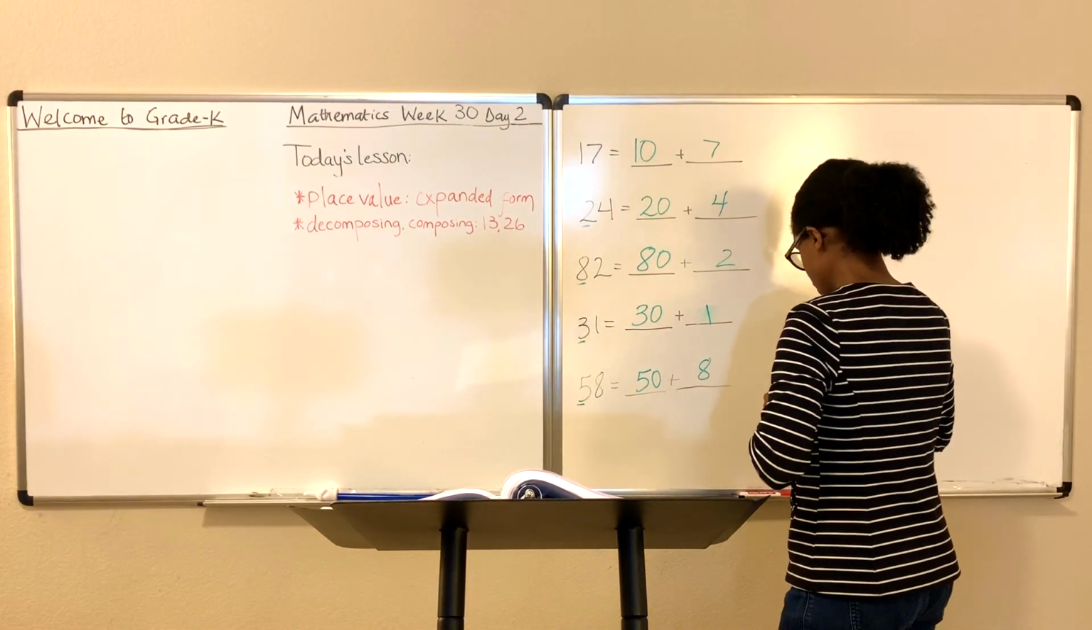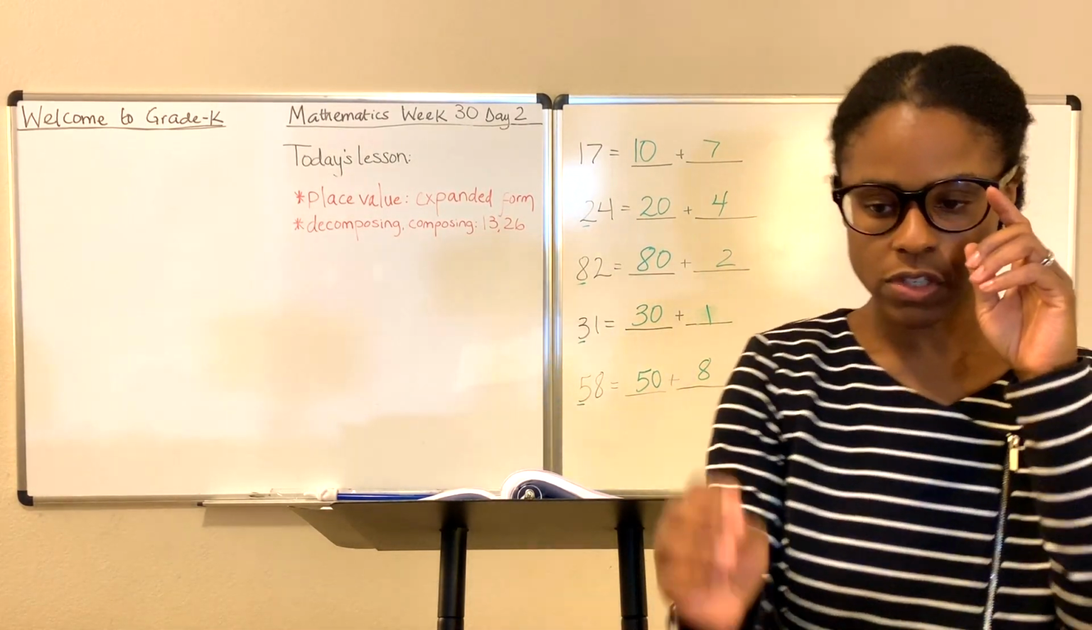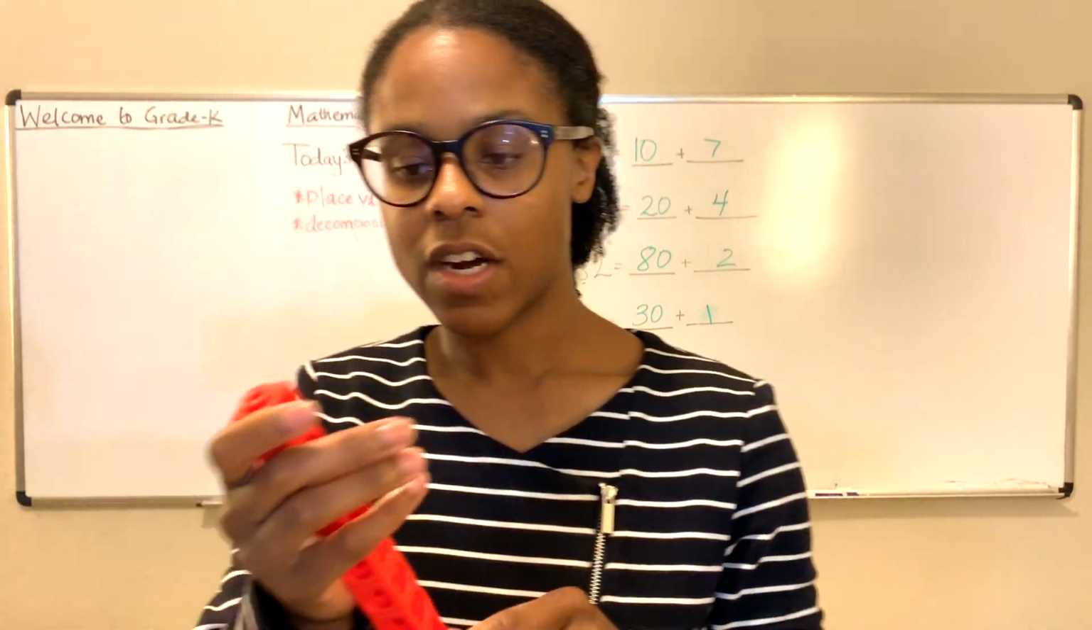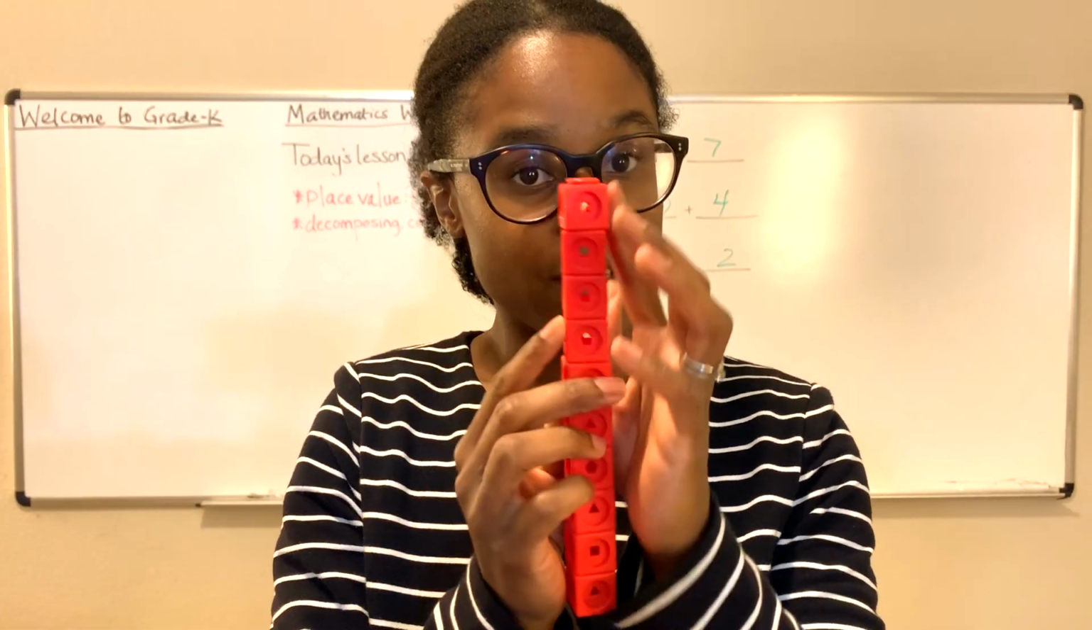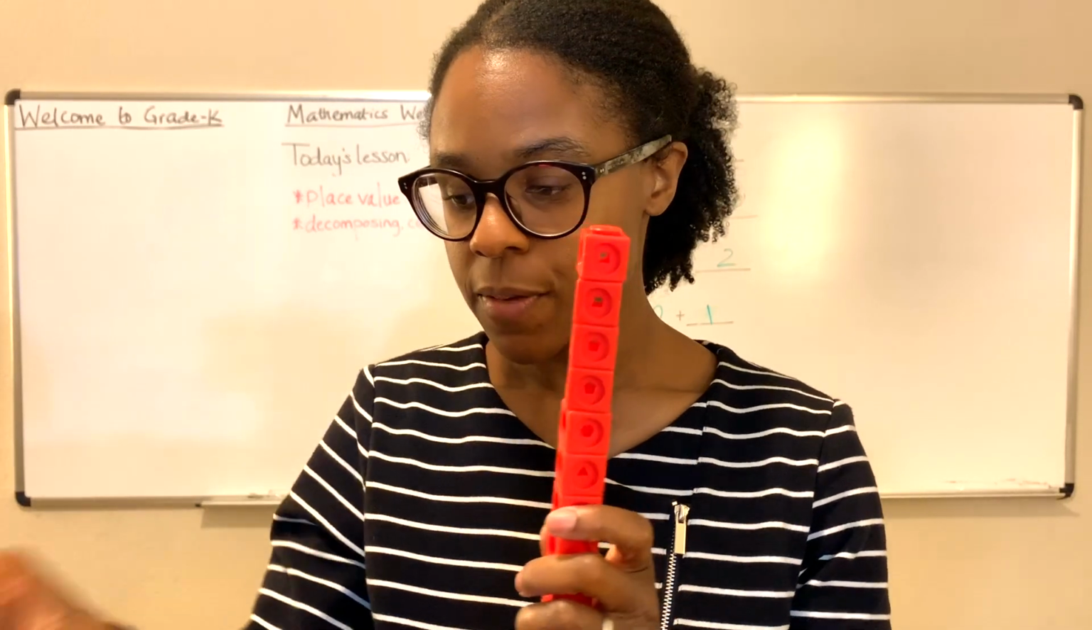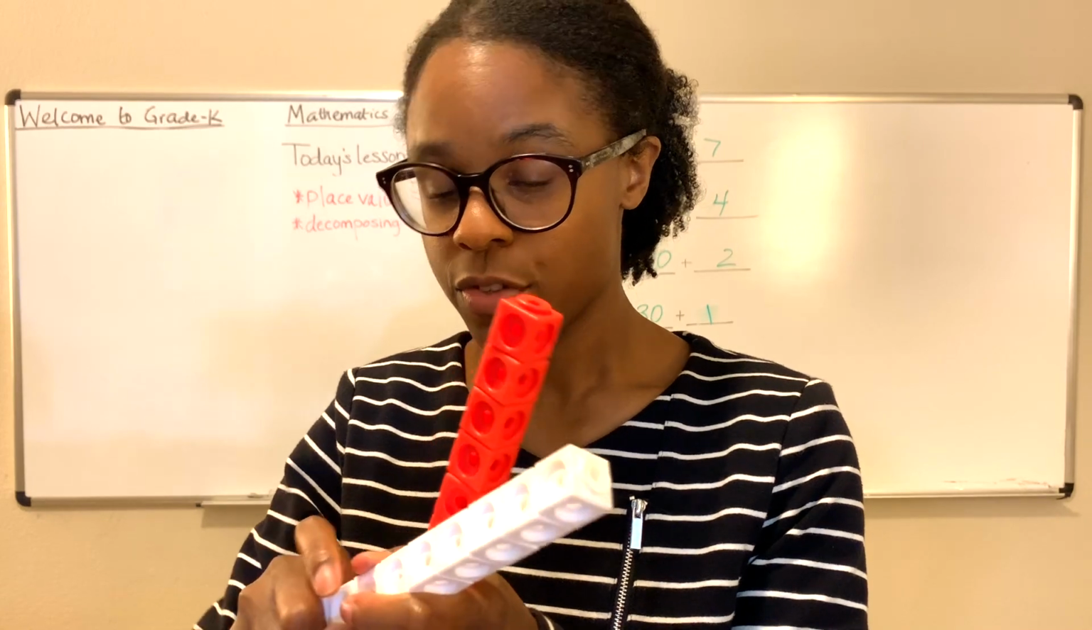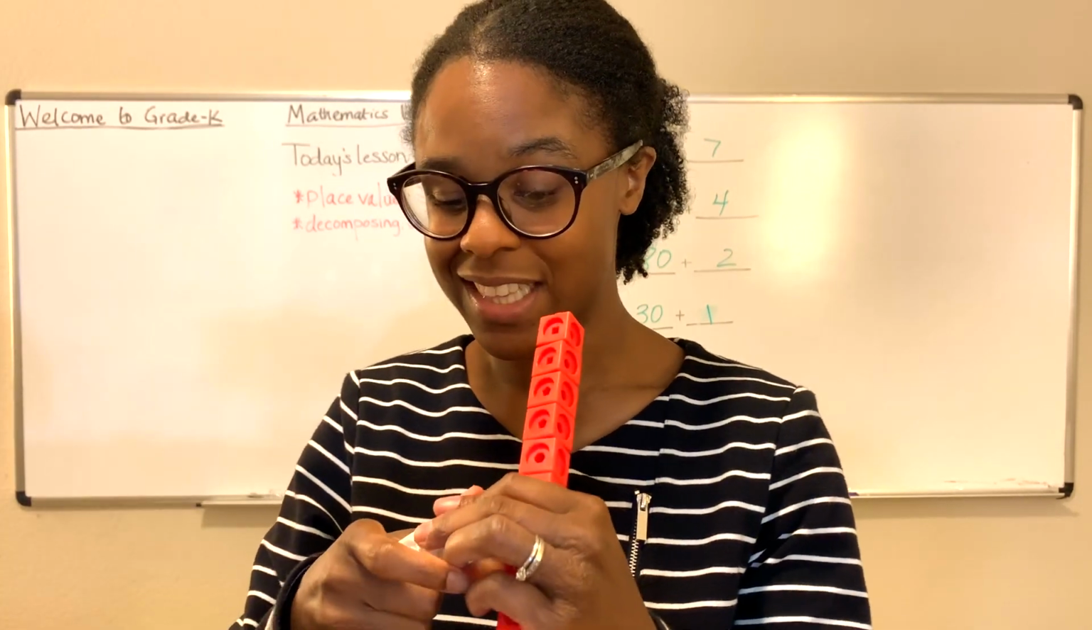The next thing we want to do is decompose the number 13. So we have our red, a count of 10 cubes. What we're going to do is add 3 cubes because we need a count of 13. We need 13.